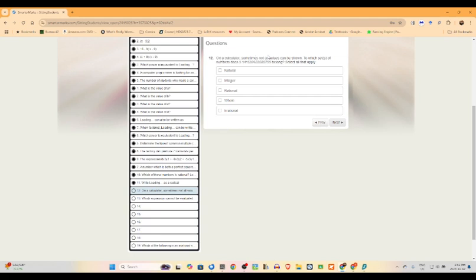Now, on a calculator, sometimes not all values can be shown. To which sets of numbers does this belong? We have to be careful, because while this does start off with the digits of pi, we do not have the ... Therefore, this is a terminating decimal. Okay, so that makes it rational, and only rational. It is not natural, it is not an integer, it is not a whole. If we had the ... then it would be irrational because there's no pattern. Without the ... it's rational.